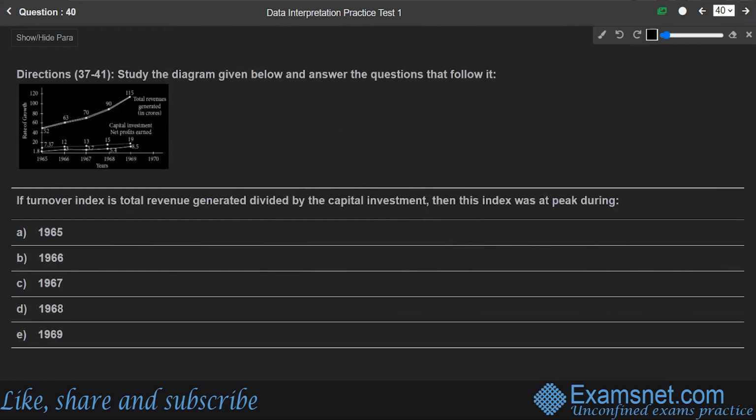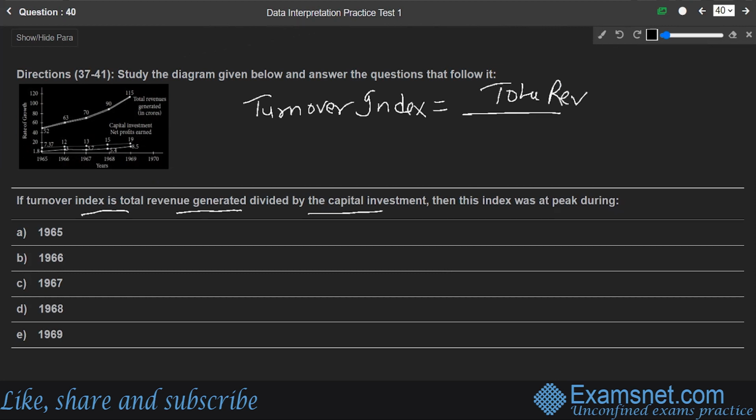Now, for the same particular chart, we are supposed to calculate something else. The turnover index is total revenue generated divided by capital investment. There's a term defined turnover index. That is, the term defined turnover index is given by total revenue for a year divided by capital investment. Total revenue divided by capital investment for any year.